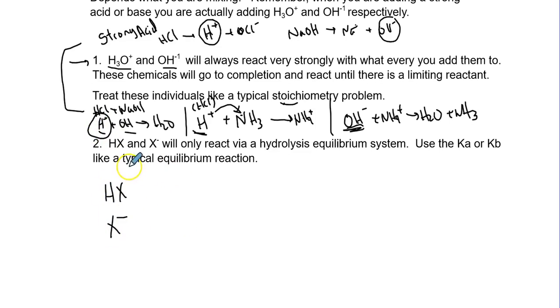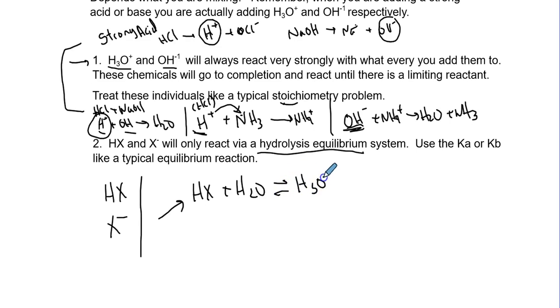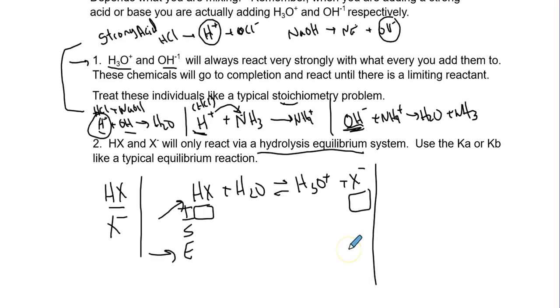These only run in hydrolysis reactions. So we could have two different versions of that. We have HX plus H2O yields H3O plus and X negative. Initial, stoichiometric, ratio, end. And you simply plug in the amounts that you have. This guy here and this guy right here, I run typical mathematics solving for my ending concentrations. And then, of course, we have the other version, which would be the X negative version.